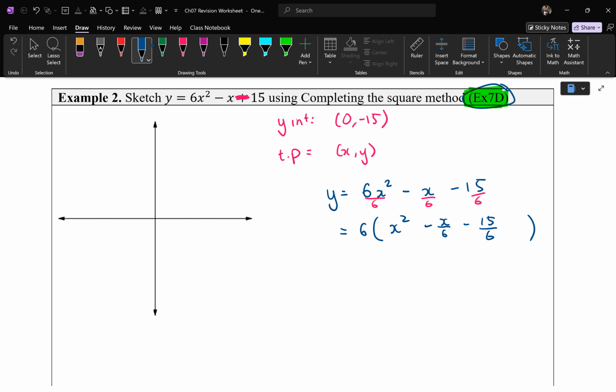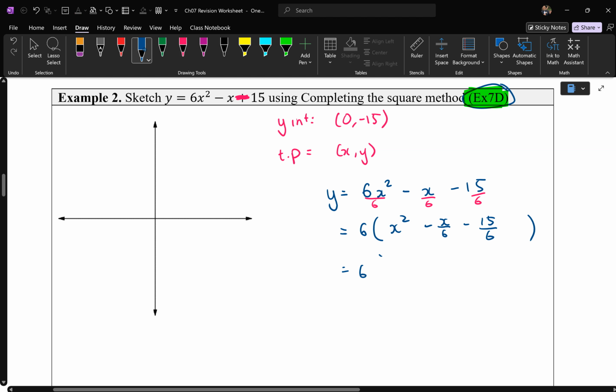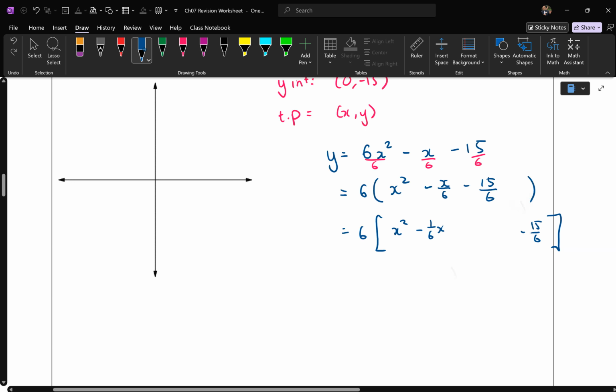Now some of you might be like, completing the square is a bit hard. I'll tell you again, when I give it to you in your test, it's not going to be this nuts. Okay? Here we go. Let's do it. Completing the square says you've got x squared minus, this technically is 1 on 6x, and you've got a minus 15 on 6.